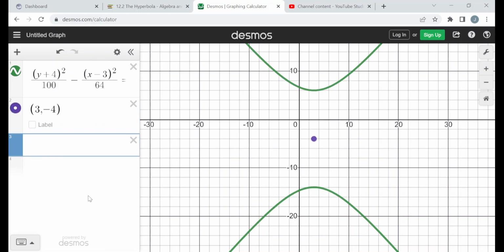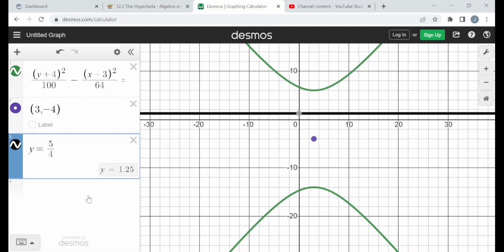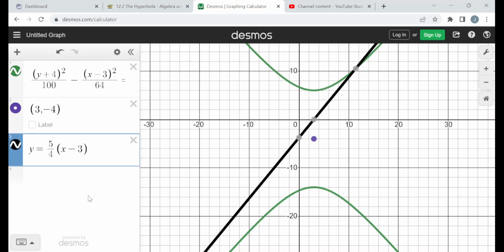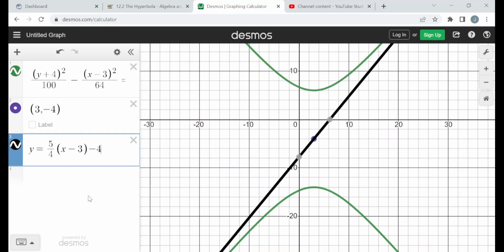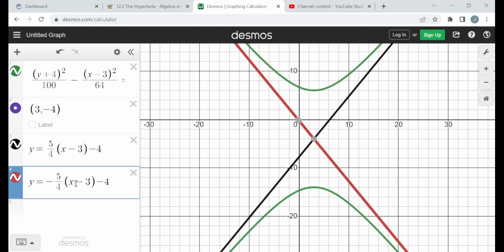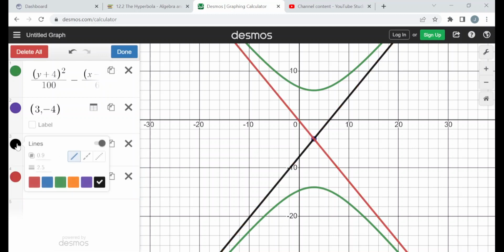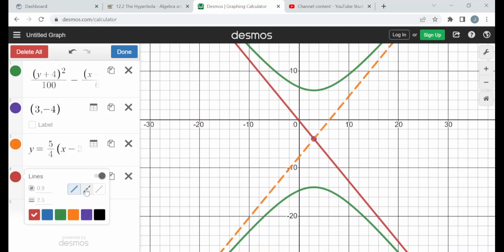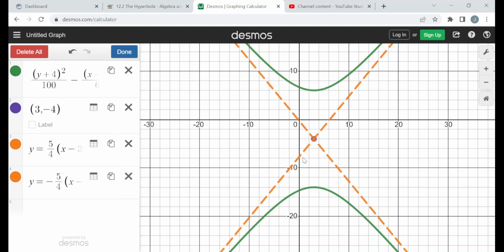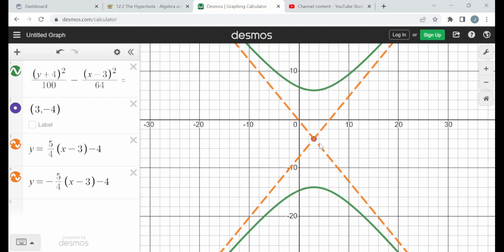And then I'm going to draw the asymptotes, the equations of my asymptotes. Y equals, one had a positive 5/4 slope times x minus the x coordinate of the center plus the y coordinate of the center. And then the other one, I'll just copy and paste this and change the slope to negative 5/4. And I'll make those the same color and dashed because they're not actually part of the hyperbola. There we go. See how they both run through the center like this. One has a slope of positive 5/4, the other one has a slope of negative 5/4.